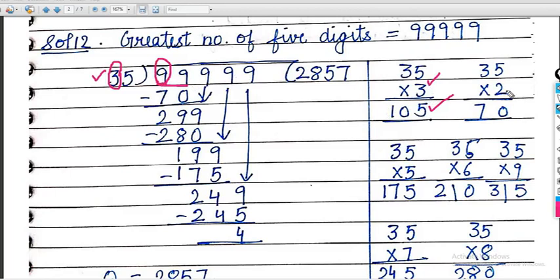So we will reverse the table. We will do multiply by 2. We are getting 70. Okay, 70 we will write. Now we will do subtraction. After subtraction we are getting 29. Okay, the remainder is smaller than divisor. Okay, yes. अब आप क्या करोगे? You will carry down the next digit. So 299 is the new dividend.